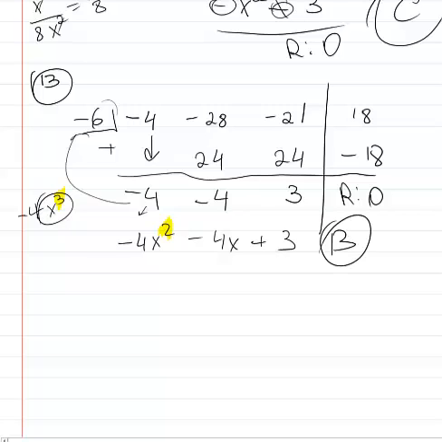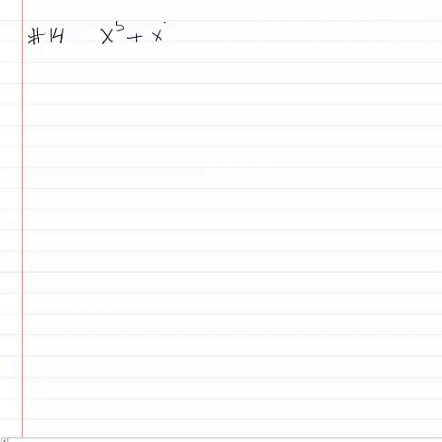Okay, we have another synthetic division problem. This one has a 5th degree polynomial. Number 14. Let me write that down: x to the 5th plus x cubed plus 1. And we're dividing this by x plus 3.